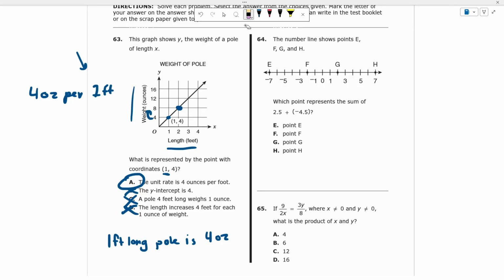Remember that a unit rate is a rate where one of the units is equal to 1. So here, one of the units, specifically the one with feet, is equal to 1. That's why it's a unit rate.